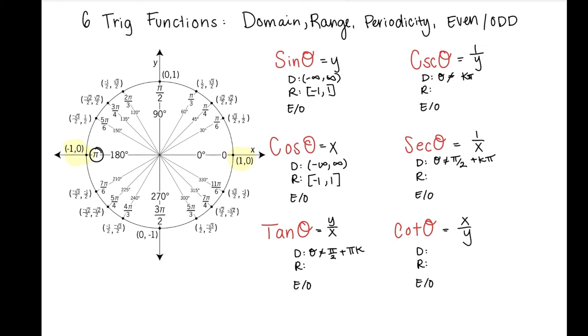I can't have it at pi, can't have it at 2 pi, can't have one at 3 pi, can't have one at 4 pi. So any multiple of pi is going to give us problems for cosecant. Now, if I look at cotangent, that also has y on the bottom, so I'm going to have issues there as well at any multiple of pi.